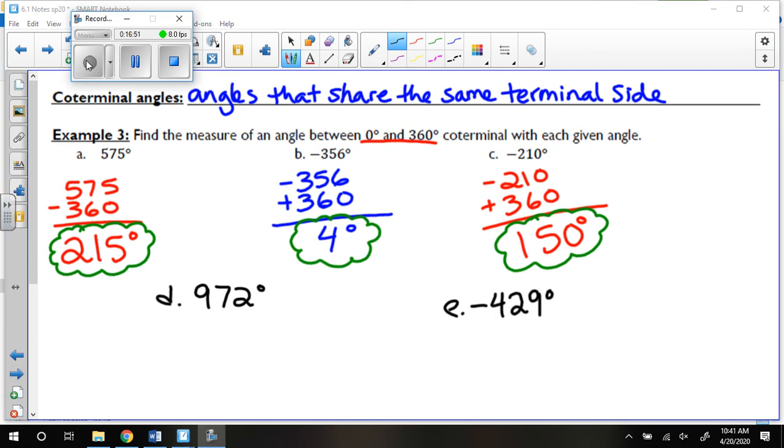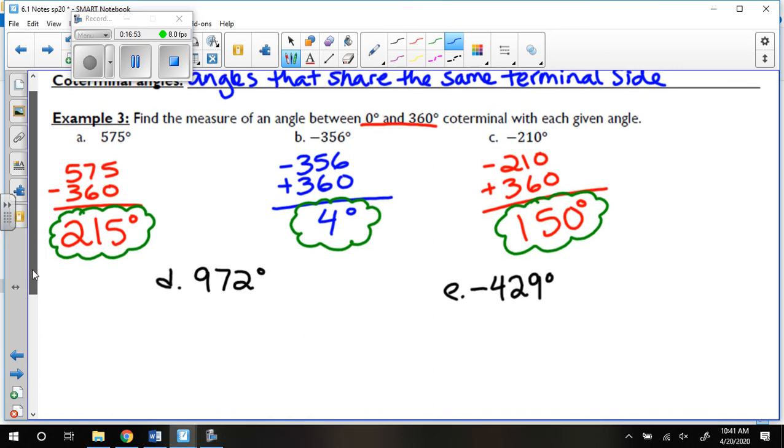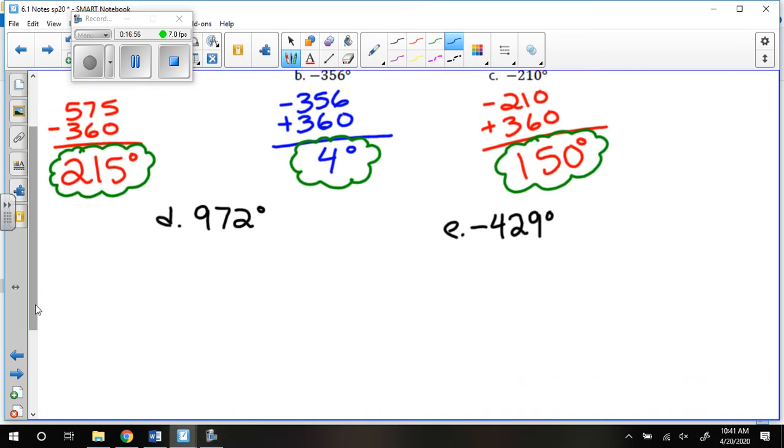Okay, so 972 degrees. To make the number be in between 0 and 360, I need to start subtracting because it's just too big. I need to make my way down in between 0 and 360. So I'm going to take 972 and subtract 360. Okay, 972 minus 360 is 612 degrees.